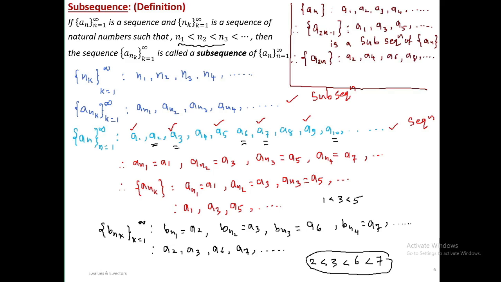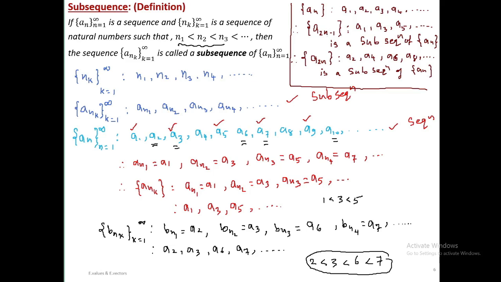Again, these terms are from the original sequence only, right? a2, a4, a6, a8, all these are from here only. So this is a subsequence of an. Not only 2n minus 1, you can take 5n minus 1 also.